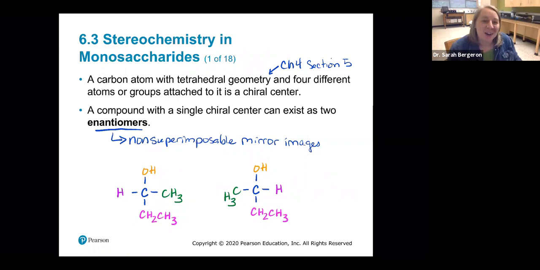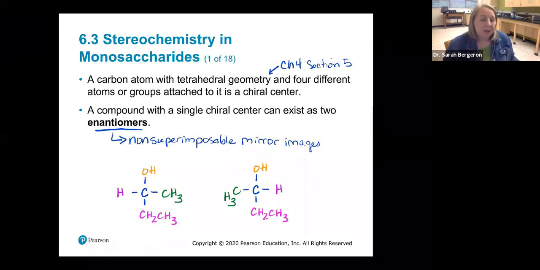All right, so section 3 is all about stereochemistry, so all about the three-dimensional arrangement of things. If you cast your mind back to chapter 4, section 5, where we talked about chiral carbons, these are carbons that have 4 different things attached to them. So you can't have carbons that are triple bonds, you can't have carbons that are double bonds, you can't have a carbon that has 2 hydrogens, that kind of stuff.